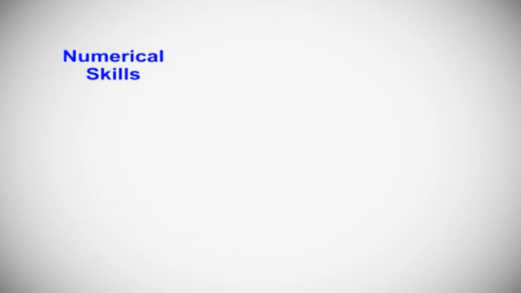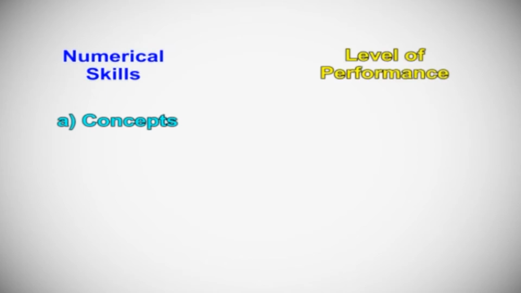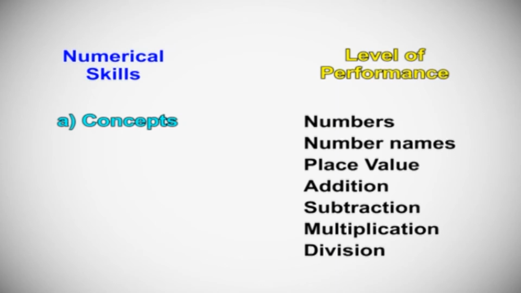We move on to the next area, that is a numerical skill. Here we assess the concepts and the level of performance for each concept. Numbers, at which level they are. Are they with the UKG level, first level, second, third, or is it a higher level? Same with number names, place value, addition, subtraction, multiplication, and division.